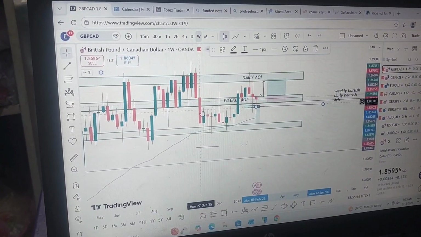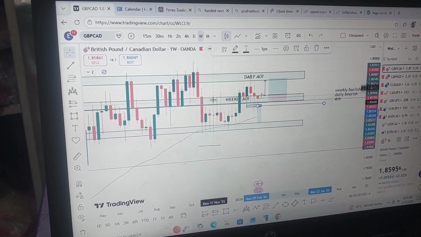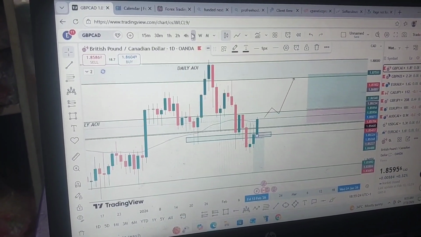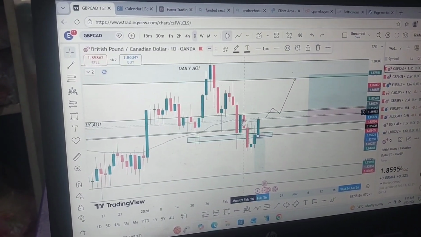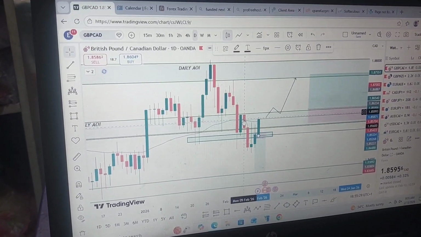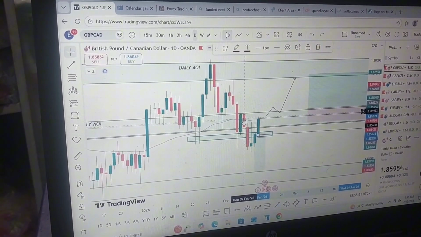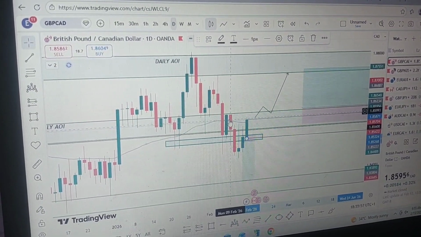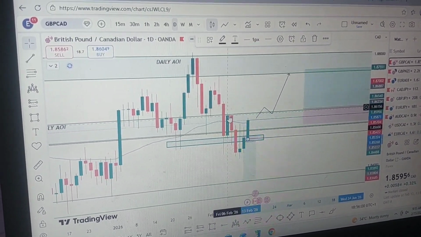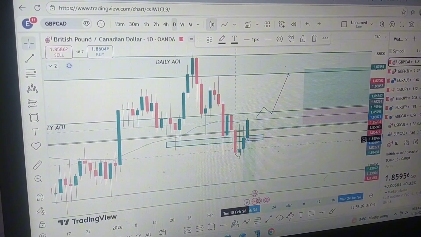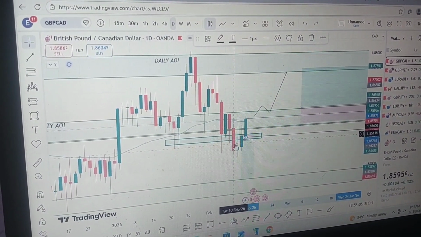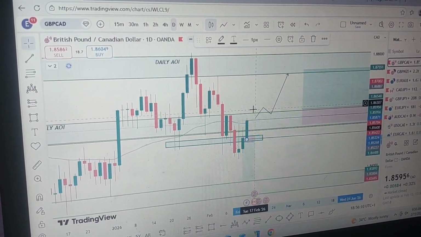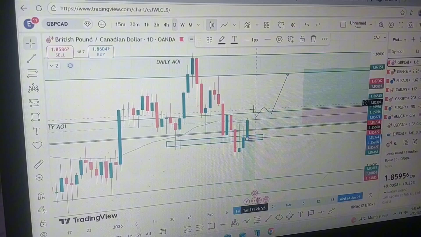On the weekly time frame, we can clearly see we are bullish. Go down to the daily time frame, we can clearly see we are bearish in the daily time frame. This is the lower high and this is the lower low. So what I'm waiting for in this trade is the break and retest, shifting this market from bearish to bullish. So I'm expecting to buy this trade.